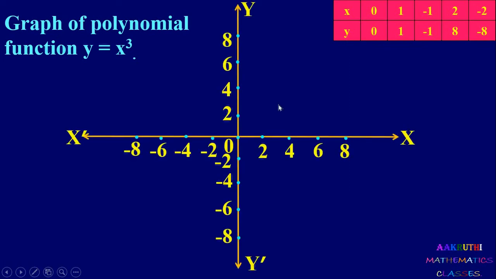We consider x and y axis. Now when x equal to 0, y is also 0. When x equal to 1, y value is 1. When x equal to minus 1, y value is minus 1. When x equal to 2, y value is 8. When x equal to minus 2, y value is minus 8. We join all these points. When we join all these points, we get graph like this and this is graph of y equal to x cube.